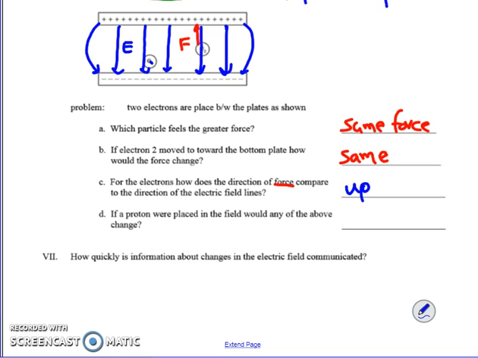An important thing to remember is that for a negative charge, the force is always in the opposite direction of the field. For a positive charge placed in a field, the direction of the force and field are always going to be the same. If a proton were placed in the field, would any of the above change?